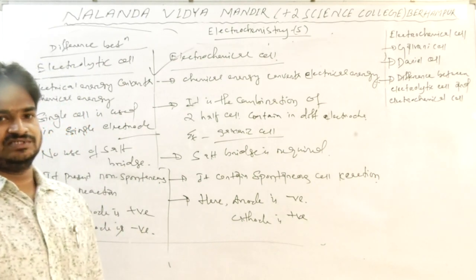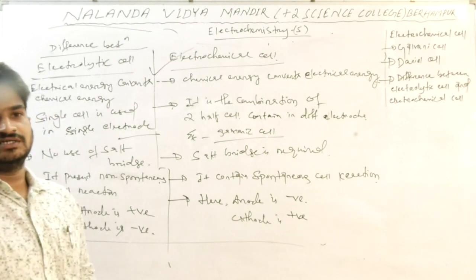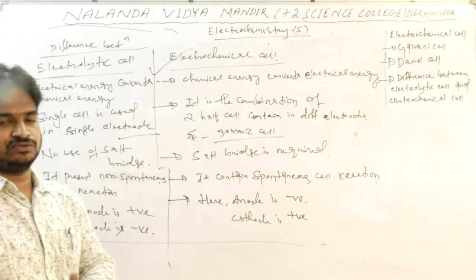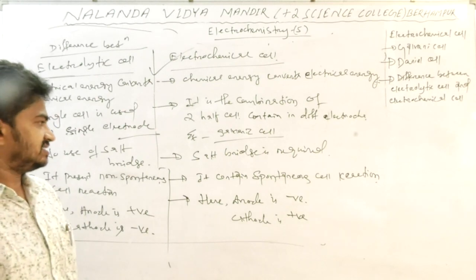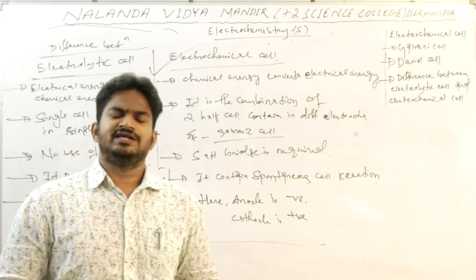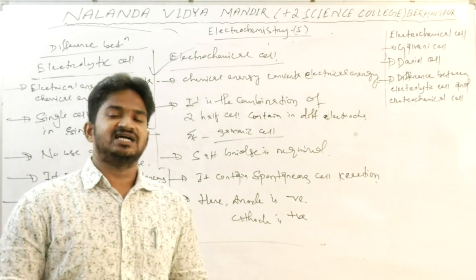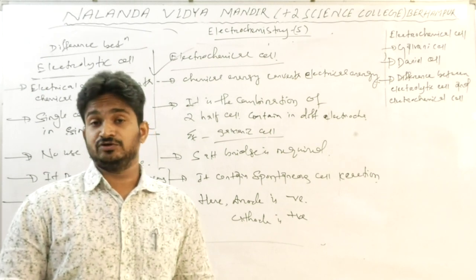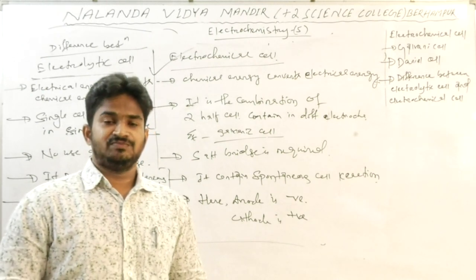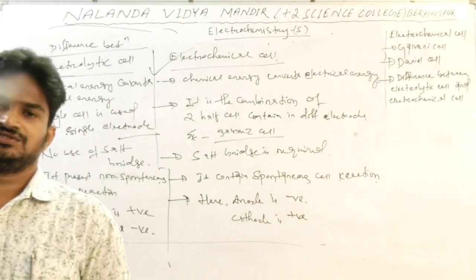So these are the differences between the electrolytic cell and the electrochemical cell. So for this lecture this much only. In our next lecture we will discuss electrode potential, standard electrode potential, standard hydrogen electrode potential, and EMF of the cell. Okay, for this lecture this much only.